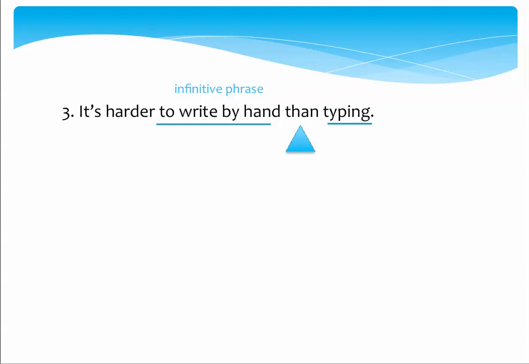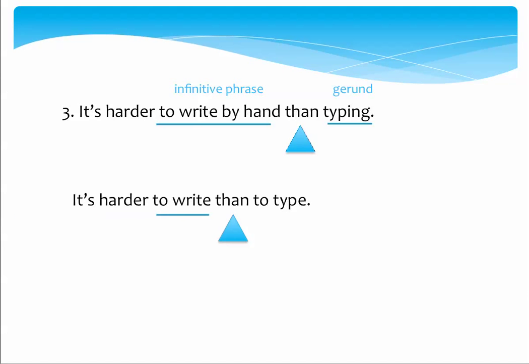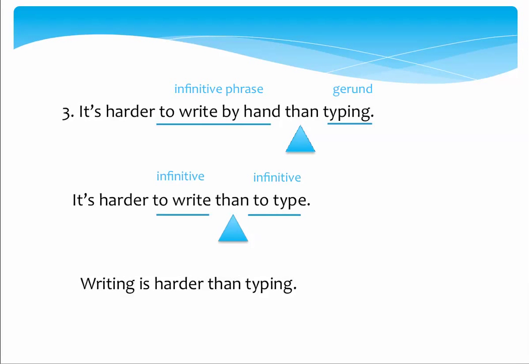To write by hand is an infinitive phrase. Typing is a gerund. So I have to make a decision about how I'm going to change this. One way would be to turn both of them into an infinitive. It's harder to write than to type. To write is an infinitive, so is to type, so I have a parallel sentence. You may, however, want to completely rewrite this sentence to make it more direct and concise. You could, in fact, just say writing is harder than typing. Two gerunds. It's more direct, more concise. In many ways, it's a better sentence.